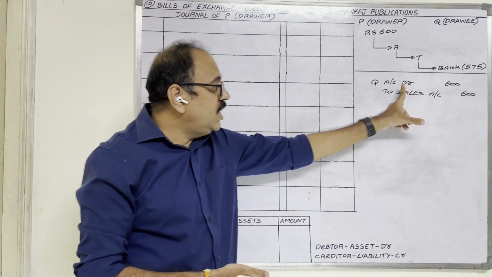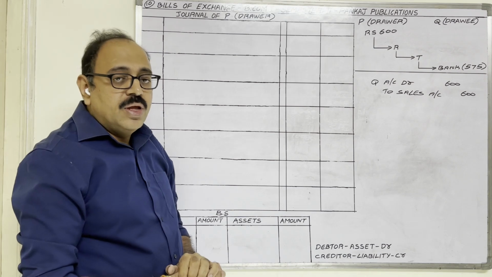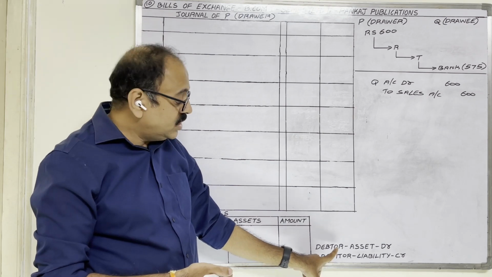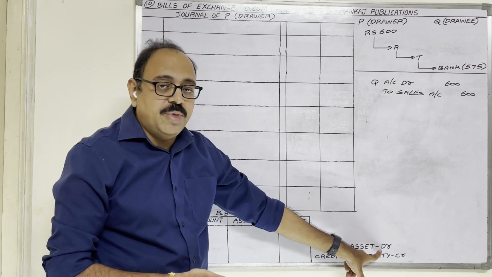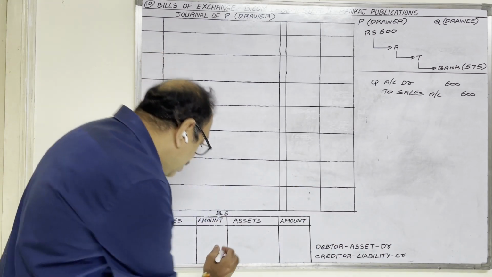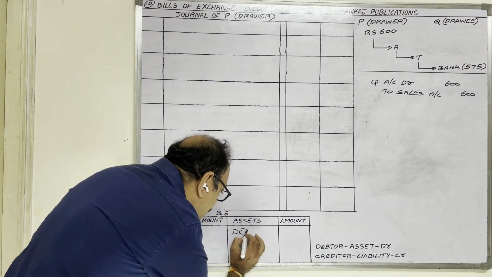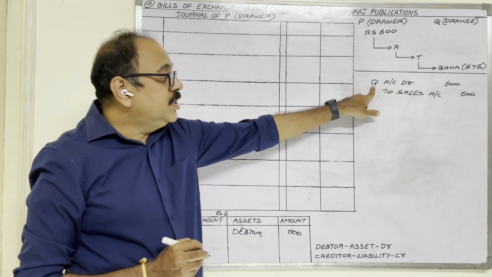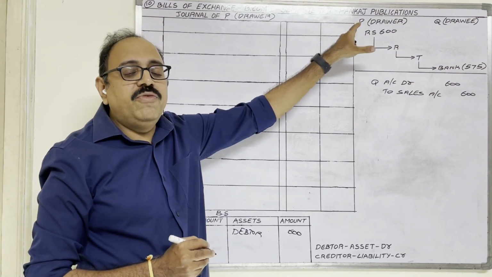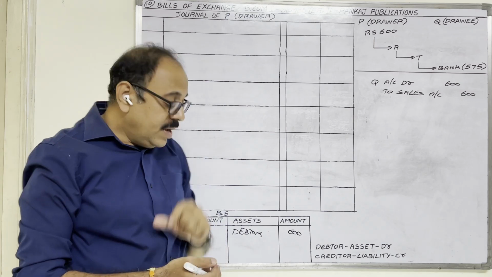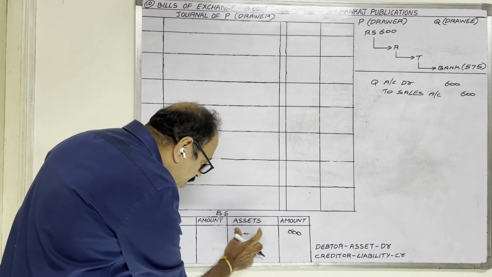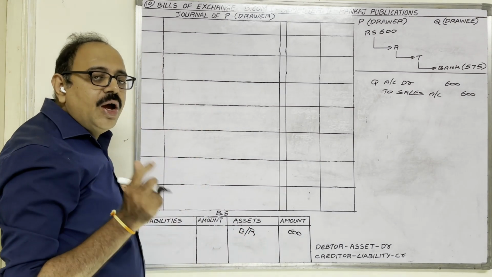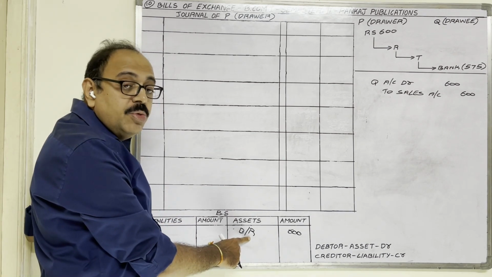Now what is the effect of this entry on the balance sheet of P? Personal account is debited, which means that person is a debtor. Because debtor is an asset, we have to debit. So the asset debtor account is created here with 600 rupees. Now what happened? On this person Q, we wrote a bill and we received acceptance. So the debtor asset is converted into another asset known as bills receivable. The debtor asset we have to cancel, and a new asset, bills receivable, we have to create.